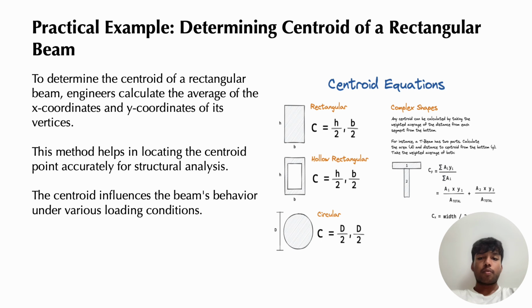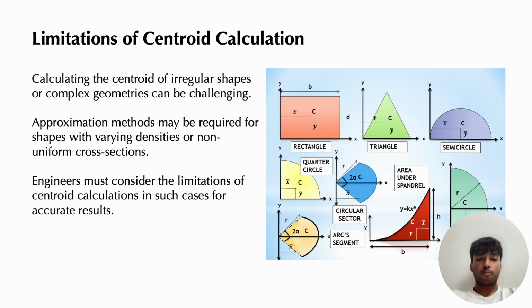Practical example: determining the centroid of a rectangular beam. To determine the centroid of a rectangular beam, engineers calculate the average of the x and y coordinates of its vertices. This method helps in locating the centroid point accurately for structural analysis. The centroid influences the beam's behavior under various loading conditions. And these are the centroid equations.